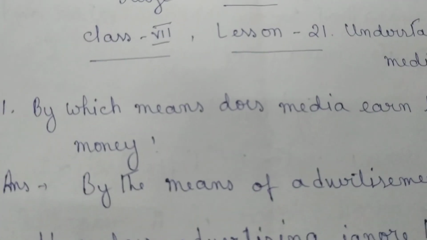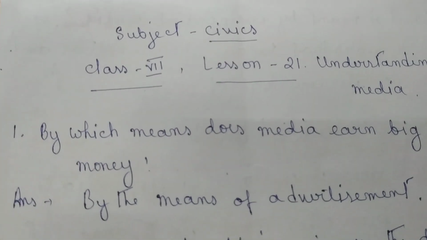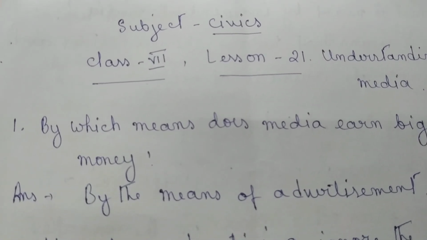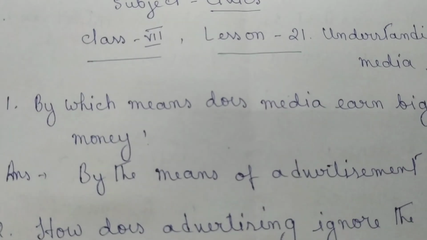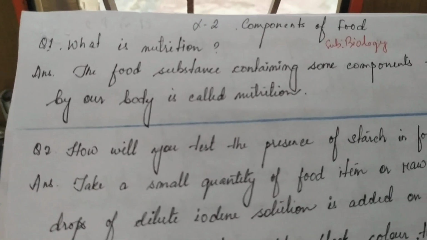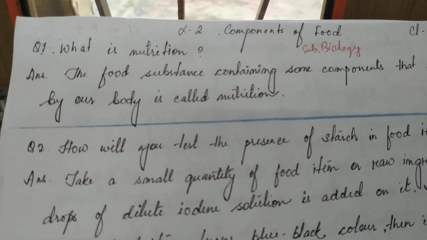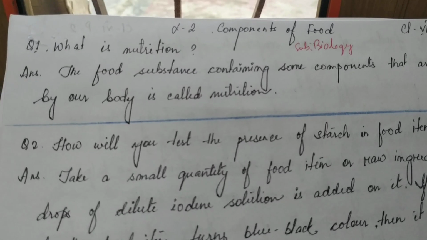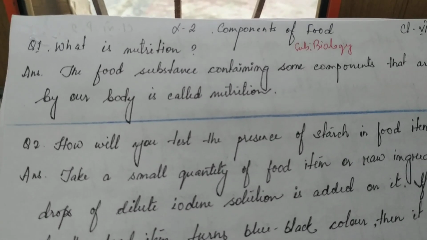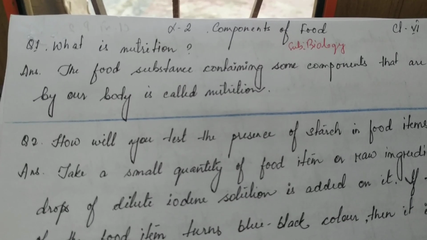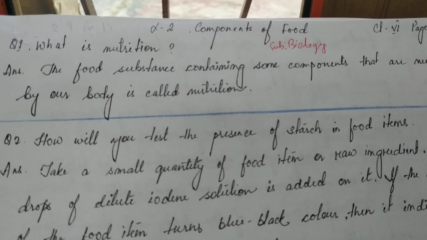My dear students, this is civics for class 7. Okay, sorry. This is for class 6 biology. Okay. Biology. Chapter number 2, the components of food.